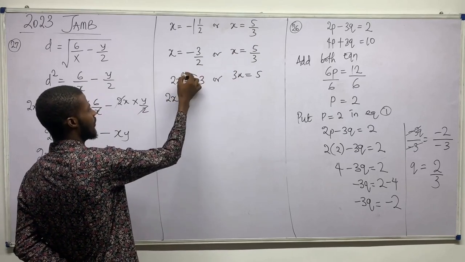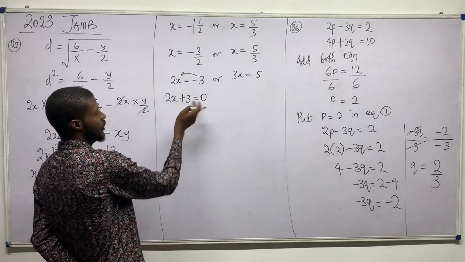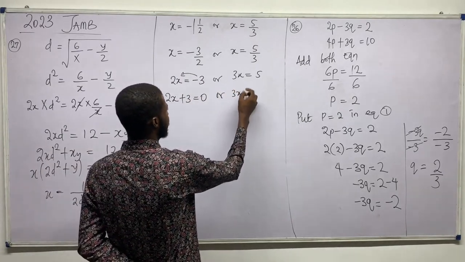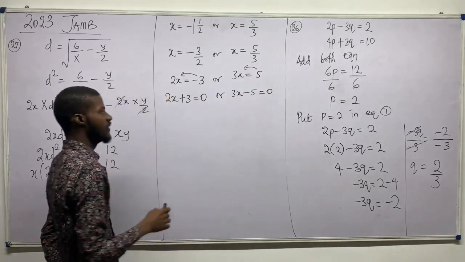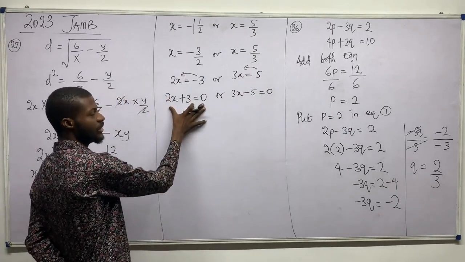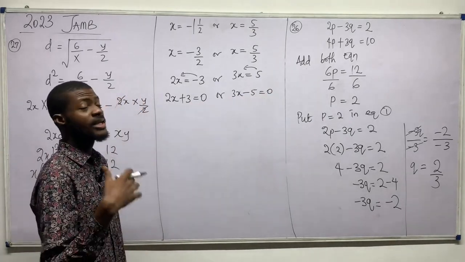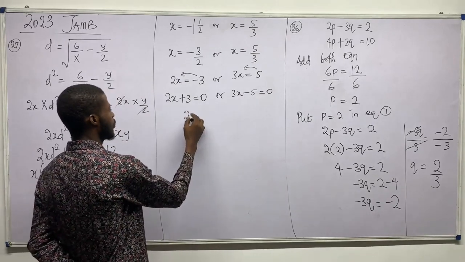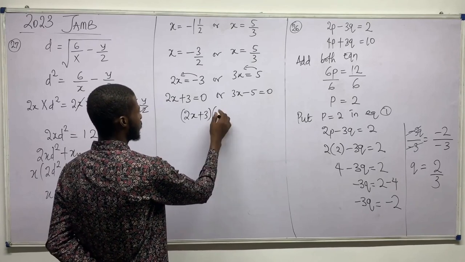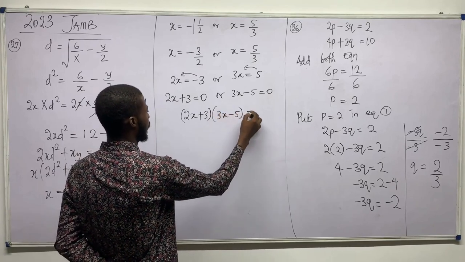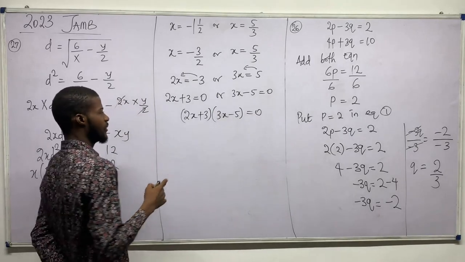And this is 2x. Can the minus 3 come over? It becomes plus 3 equal to 0, because nothing will be left on the other side. Or 3x, can 5 come over? It becomes minus 5 equal to 0. Now, this is equal to 0 and this is equal to 0. If I multiply them, my answer will still be equal to 0. So 2x plus 3 multiplying 3x minus 5 is equal to 0. If I multiply this, I'm going to get my final result.